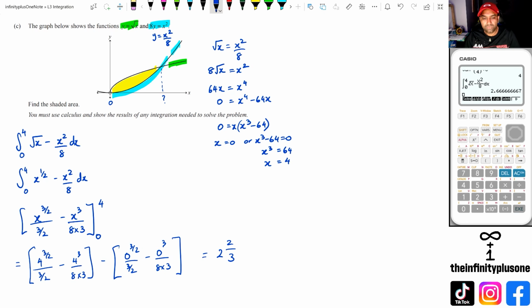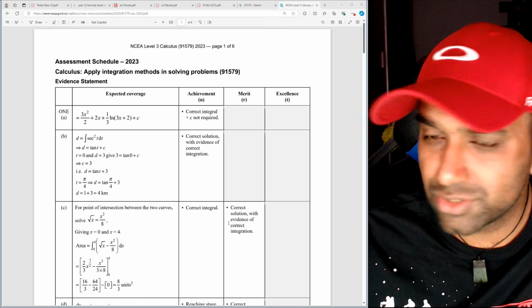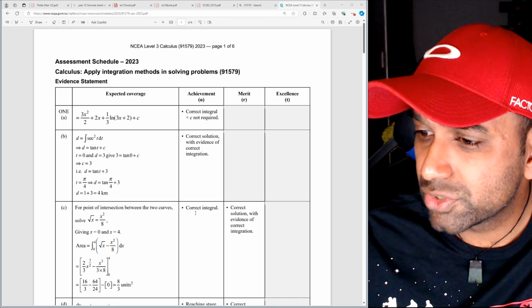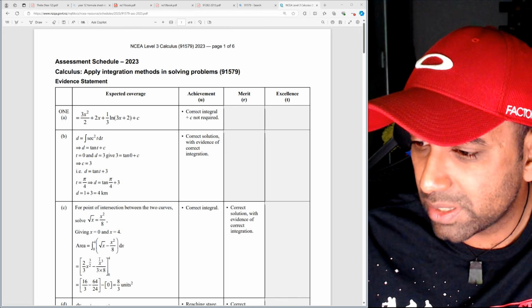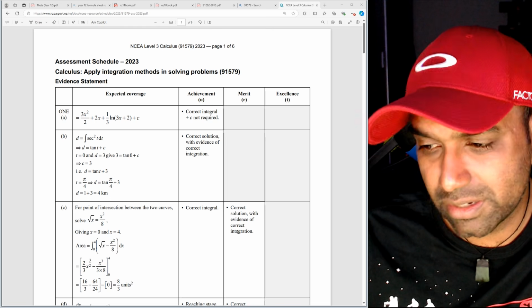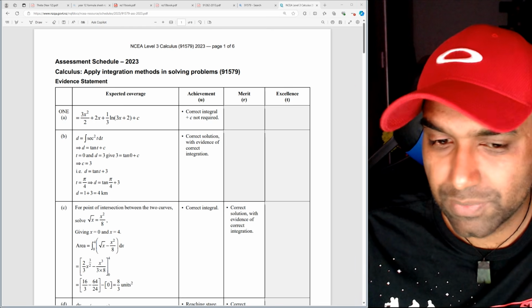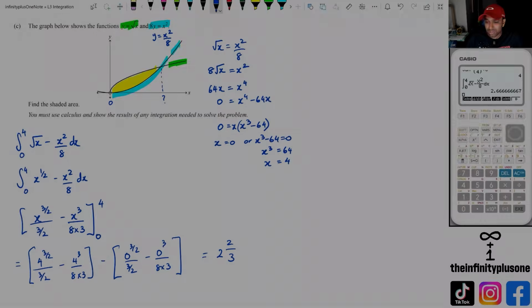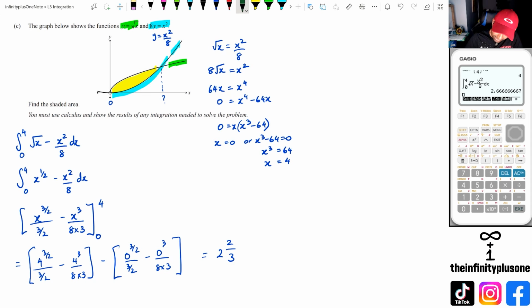So now, if you were to do this in the graphics calculator and you just put down your final answer as 2 2/3, you will probably not get any marks, because if you have a look at the answer schedule, it actually says that a correct integral is going to get you an achieved. So getting to this part here is going to get you an achieved, and then a correct solution with evidence of correct integration gets you a merit. So don't just write the answer down, make sure you actually put down your working as well. So that's going to be a merit there, and then your achieved is this part right here.